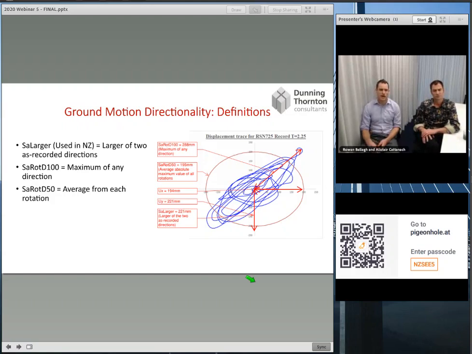As mentioned, for an isolated building, you'll experience all possible movements, the maximum of which can be quite considerably more than either of your two perpendicular frames. And this parameter is called SA ROT D100, which can be quite a useful technical term for describing it.